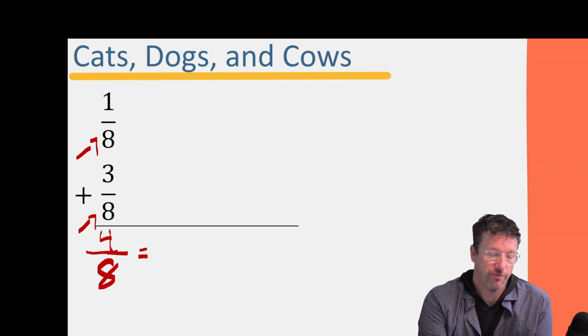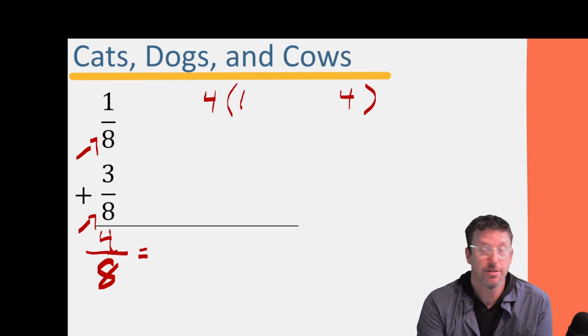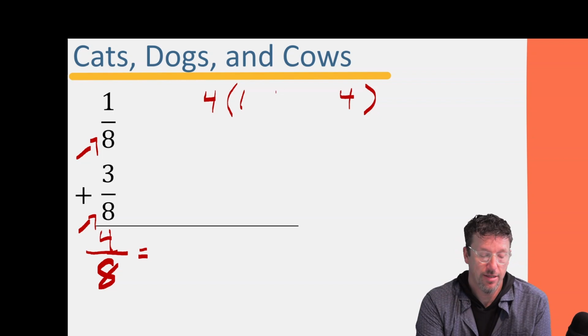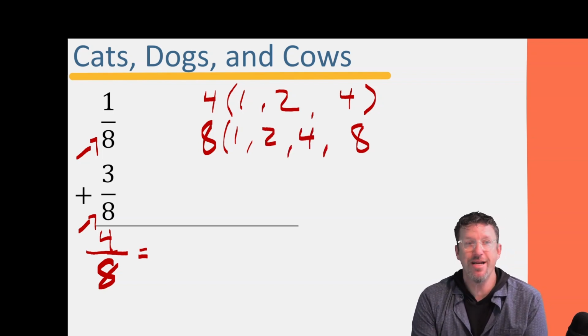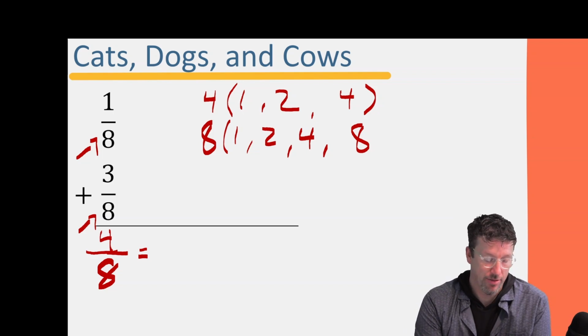So what are the factors of four? In other words, what numbers can multiply together to equal four? Well, 1 times 4 equals 4. And then 2 times 2 equals 4. So I put those up there. And then I say 8. What are the numbers that are multiplied by 8? Well, 1 always works, 1 and 8. And then, 2 times 4 works as well. So what is the greatest factor they have in common? Okay, the greatest factor that this group has in common is the 4.